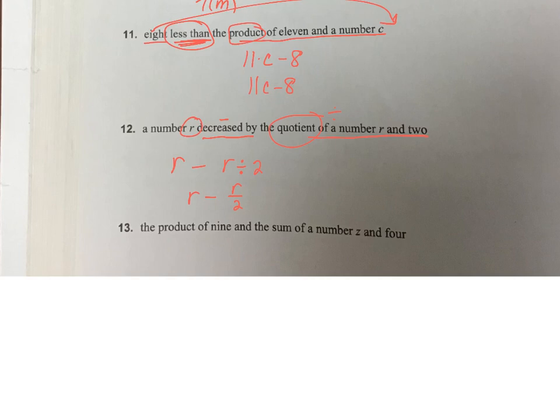Okay, the product of 9 and the sum of a number z and 4. Now notice how this one's written a little bit differently. The product of 9 and the sum of that. That means they want you to do this first. Product means to multiply, so we're going to take 9 times. I've got to use parentheses. Sum means to add: z plus 4. I could also have 9 parentheses 4 plus c. It's the same thing. Okay? Now you're going to do the big ideas assignment.